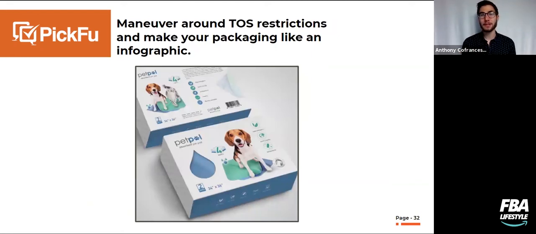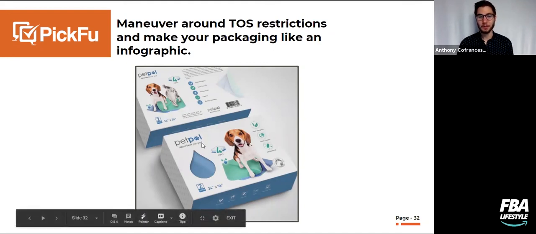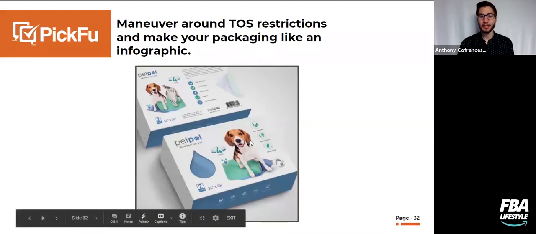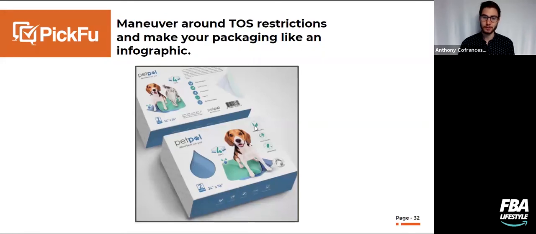Like I said earlier, Amazon TOS is really specific. You're not allowed to have text in your main image. Now, a really clever way to get around this is by making your packaging almost like an infographic. This is a really good example of a pet absorbent pad. And they've done a really good job here of not only making the packaging look good, but this almost looks like an infographic. It's showing you the sizing dimensions. It's showing you that it's 4 layers. It has the water droplet, so it's letting you know that it's absorbing water. It's showing you all these different features and attributes.